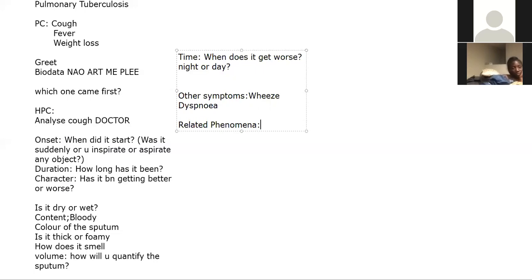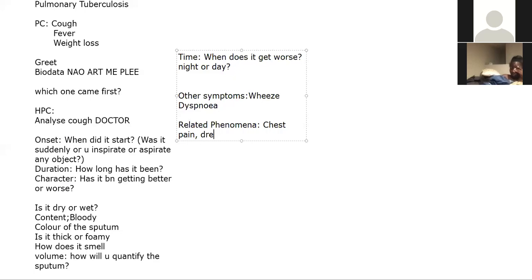As you said before, chest pain. So you want to ask about chest pain. And apart from chest pain, there's something else that is also a related phenomenon. You want to ask about drenching night sweat. It's very, very important. People who are having fever, fever is also associated with this. You want to ask about the related phenomenon.